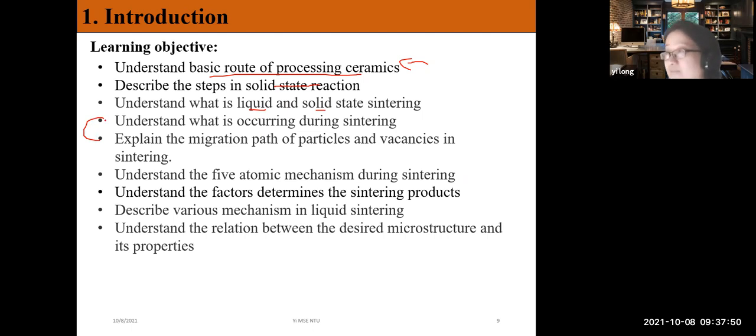In the end, in all of material science, it's all about how atoms move. So atoms move from where to where. These are the fundamentals, and we're going to let you know what happens in sintering for these particles and vacancies, how they move during sintering. Then we're going to explain 5 atomic mechanisms during sintering. So this again talks about how atoms move during sintering. Use what we have learned here.